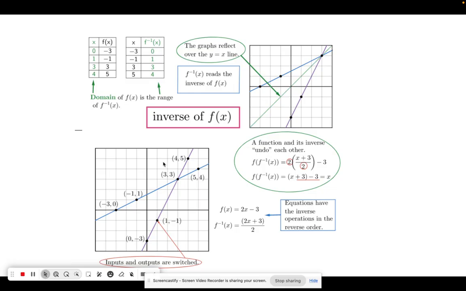How can I tell from an equation? All you need to do is switch x and y, and you figure out the new equation. You solve for the new y. So in this scenario, I switch x and y. This became my f of minus 1, the new y, and this is the x. Now to solve for this, I need to add 3 and then divide by 2, so I can isolate the new y, which is the inverse function.